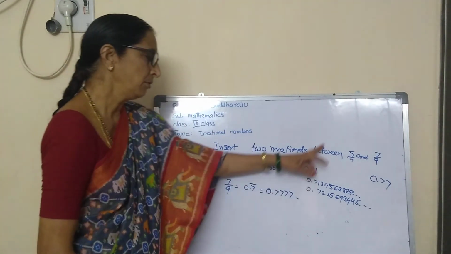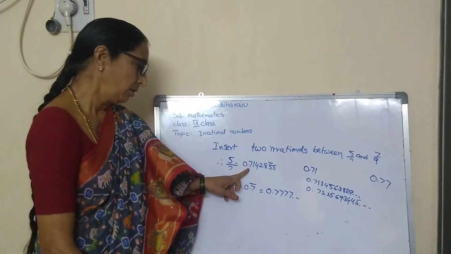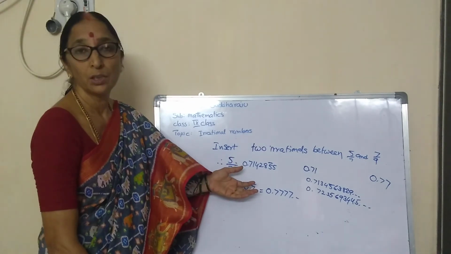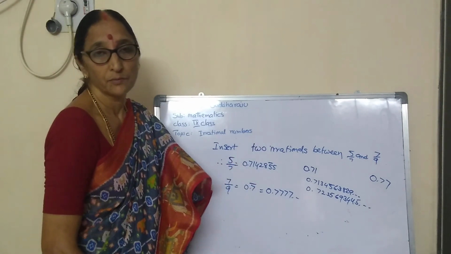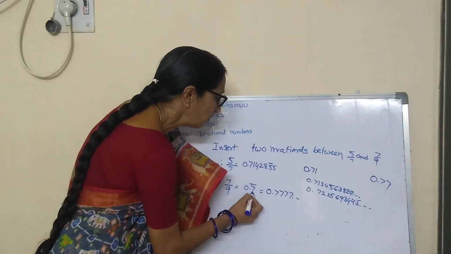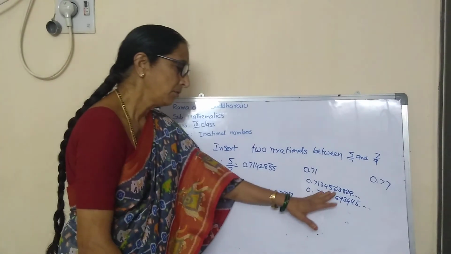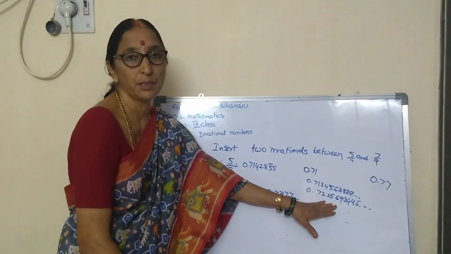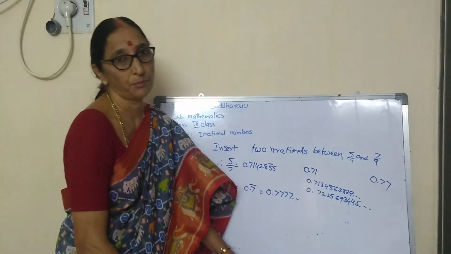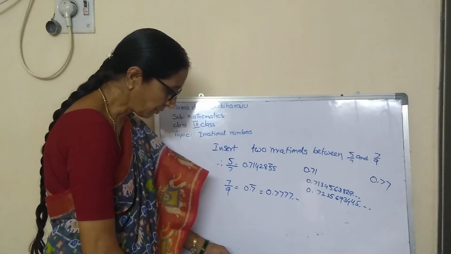First we have to take the values in decimal form. We have to insert two or any numbers between the two decimal numbers. We have to always keep in mind that an irrational number is non-terminating and non-repeating. Thus we can answer the question.